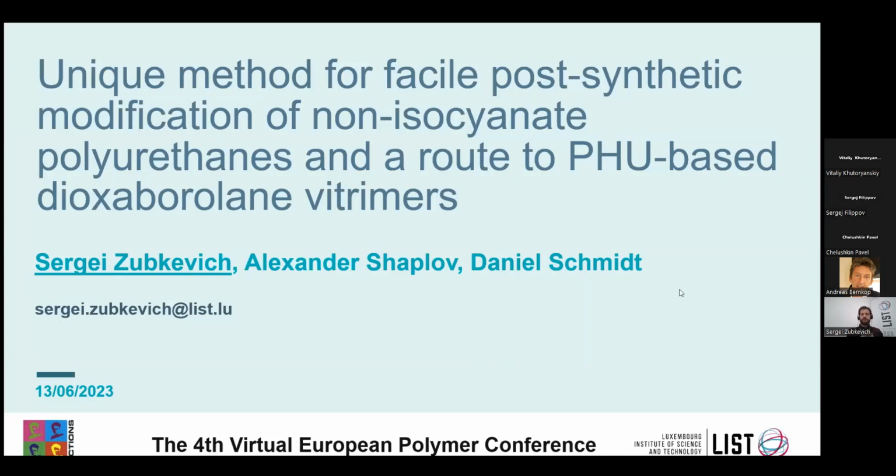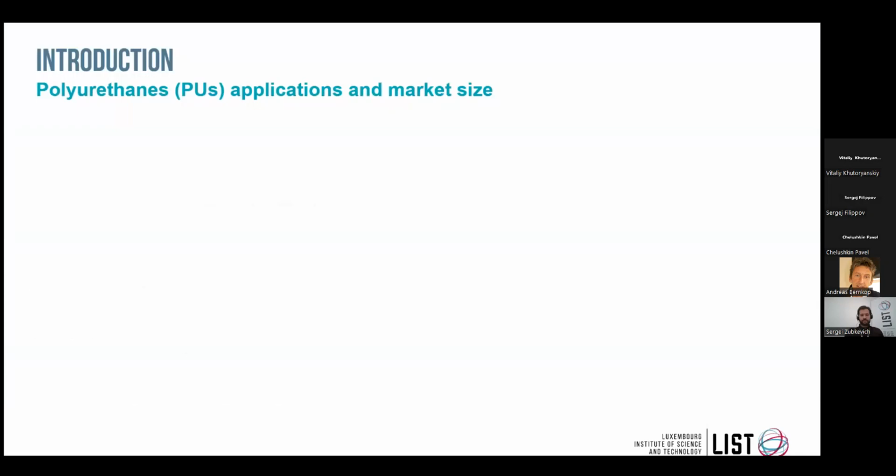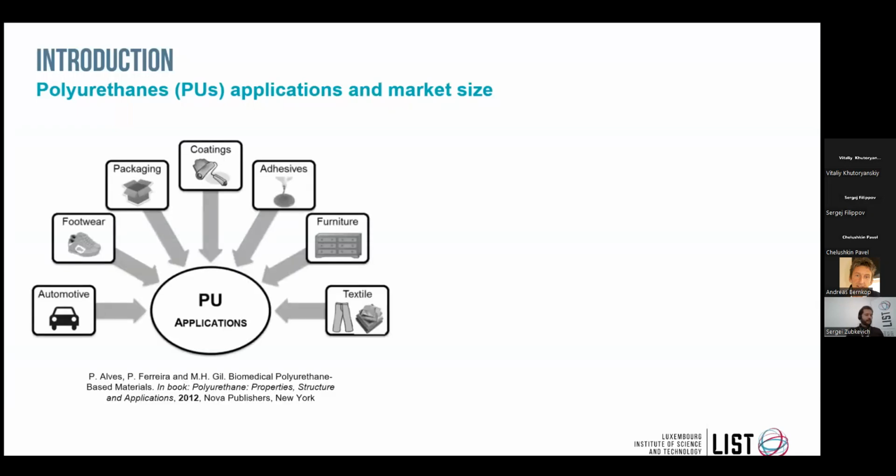So I will be talking not only about vitrimers, but about polyhydroxyurethanes, their modification, and as a result of this modification, a route to create polyhydroxyurethane vitrimers with dioxaborolane dynamic bonds. So I would like to give a short introduction about polyurethanes in general.